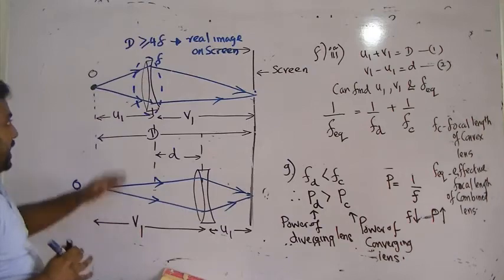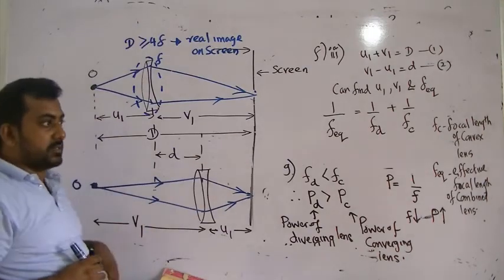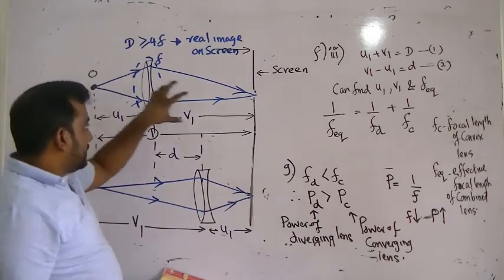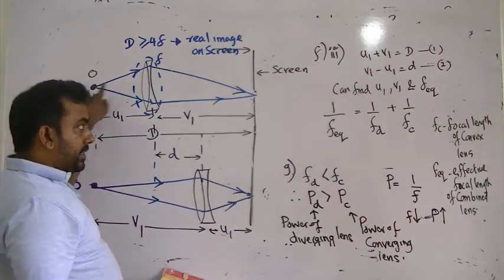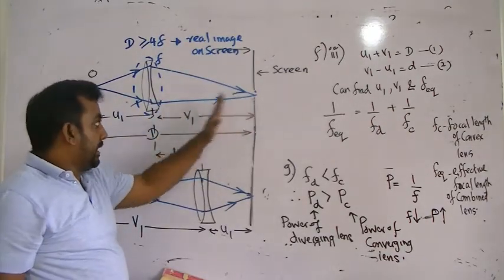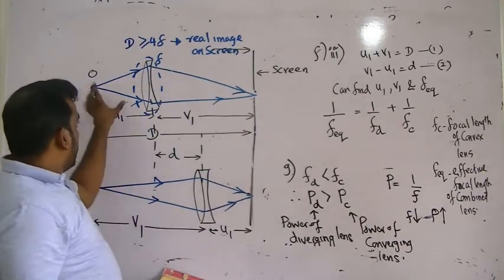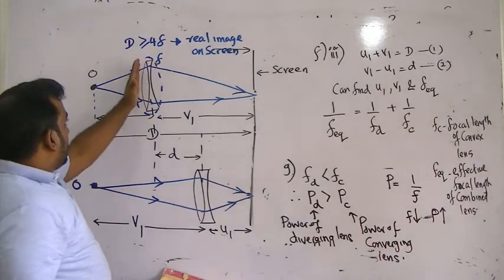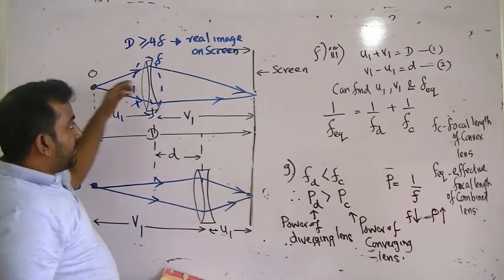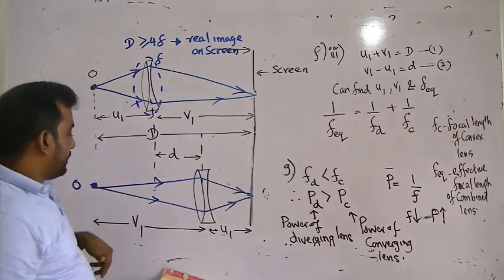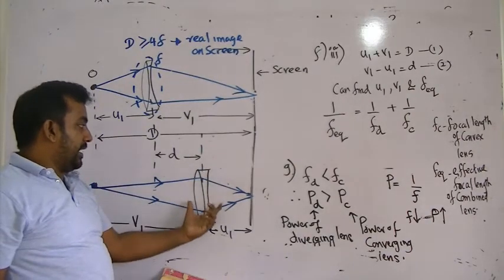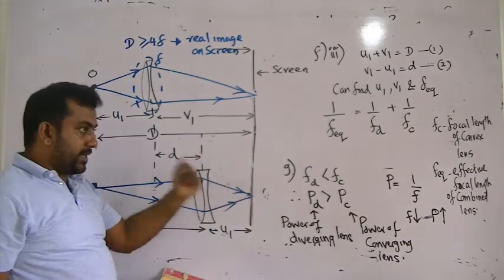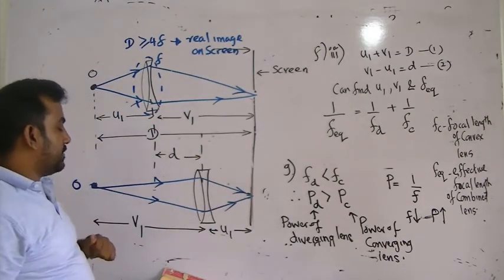How many positions are there to form a real image? Two. Why two? Reversibility of light: object distance and image distance. If I keep the object here, the image is there; if that is your object distance, the image distance will be here. The closer the lens is to the object, the greater the magnification. The further away the lens is from the object, the more diminished the image. Don't forget.